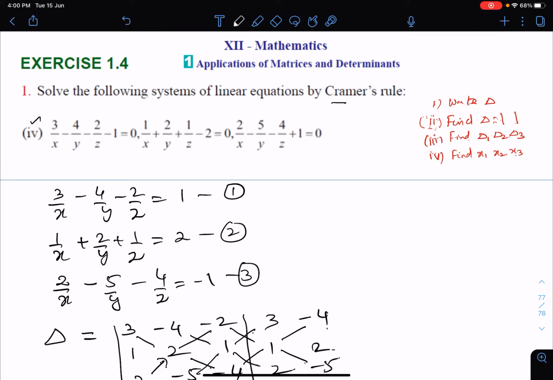Hello 12th standard students, welcome back to chapter 1, applications of matrices and determinants, exercise 1.4, sum number 1, subdivision 4. Using Cramer's rule, we are going to solve the system of linear equations.